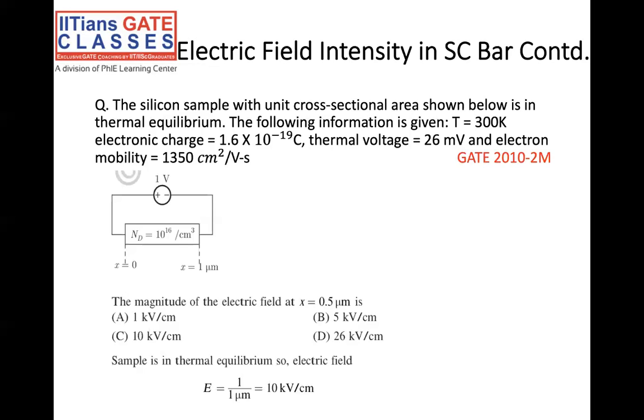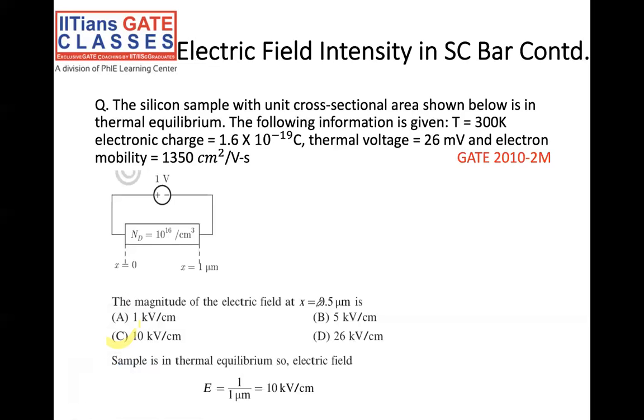So the electric field at any point in the semiconductor bar is equal to total applied voltage divided by total length of the bar. That is 1 by 1 micrometer. So in this case, we get 10 kilovolt per centimeter. So C option is the correct option here. So we can say C is the correct answer. So it is very simple and a 2-mark question. Like this, we have questions in the GATE exam.